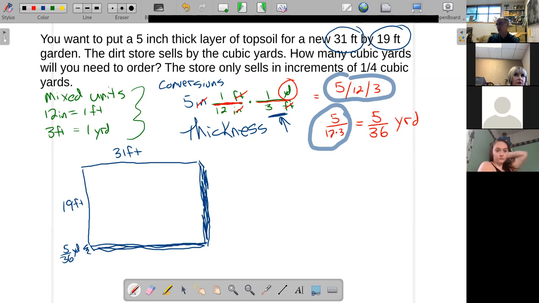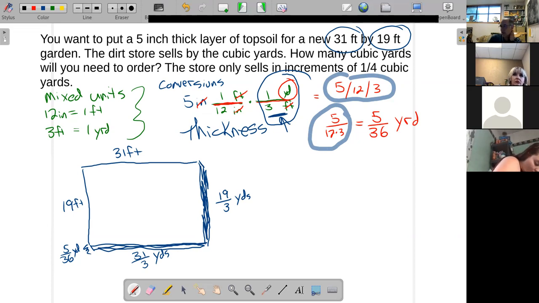So I should convert these other ones. And here I noticed the conversion is just to divide by 3. So instead of 19 feet, I could call it 19 over 3 yards. And instead of 31 feet, so I'm just relying on this idea up here, instead of 31, it would be 31/3 yards. And again, there's a ton of different ways to attack this problem. I'm choosing to use fractions so I can avoid rounding until the end.